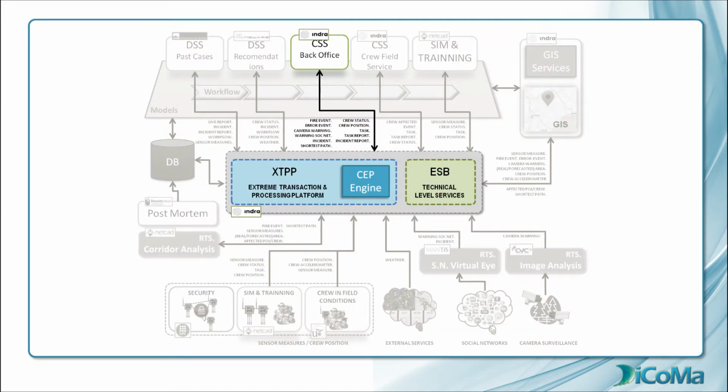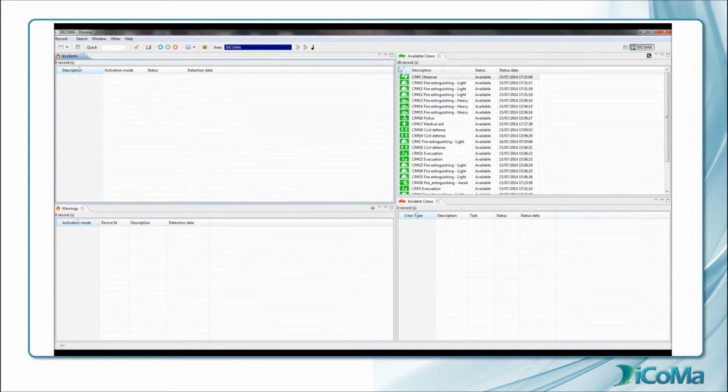In order to control all the events and actions that happen in a crisis and to manage the situation, Indra has developed a control support system. In this system, warnings can be created manually or automatically when alarms that have been detected by fire sensors, camera surveillance systems or by social network control systems are published in the real-time platform.